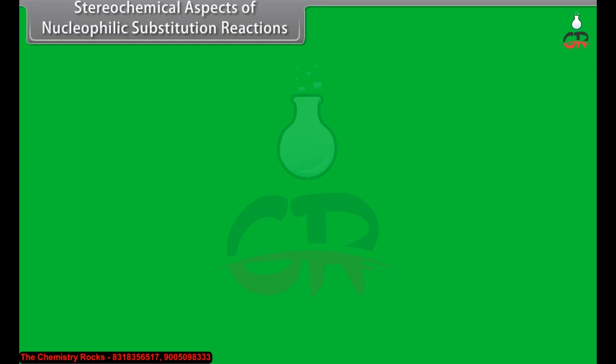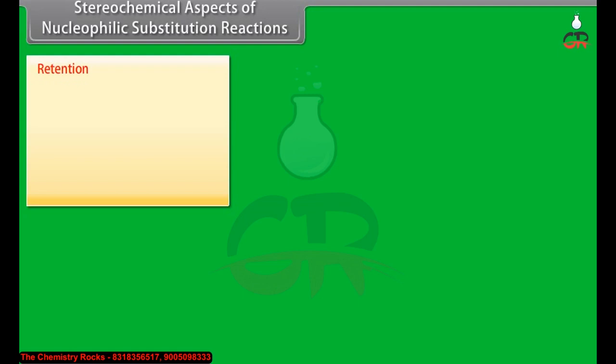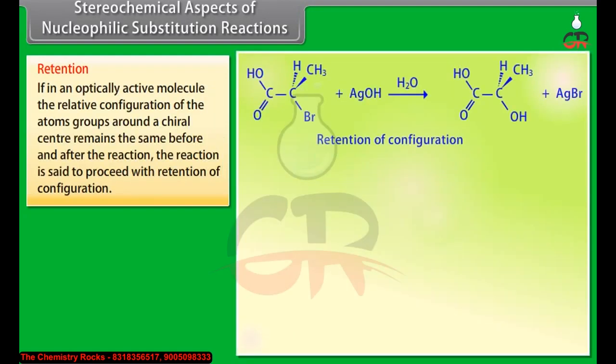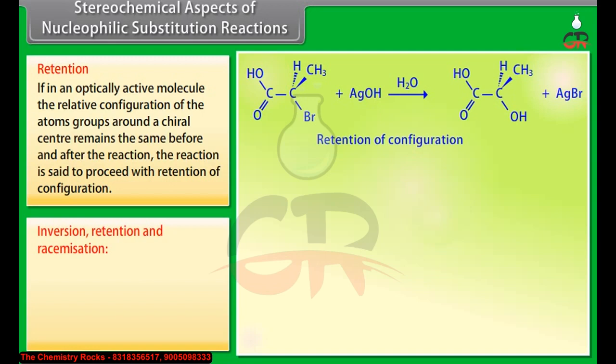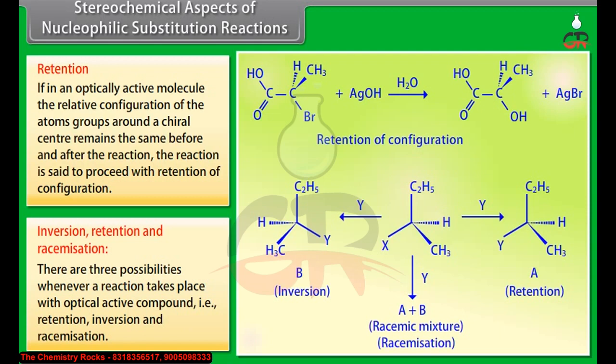Stereochemical aspects of nucleophilic substitution reactions. Retention. If in an optically active molecule, the relative configuration of the atoms or groups around a chiral center remains the same before and after the reaction, it is said to proceed with retention of configuration. Inversion, retention, and racemization. There are three possibilities whenever a reaction takes place with an optically active compound, that is, retention, inversion, and racemization.